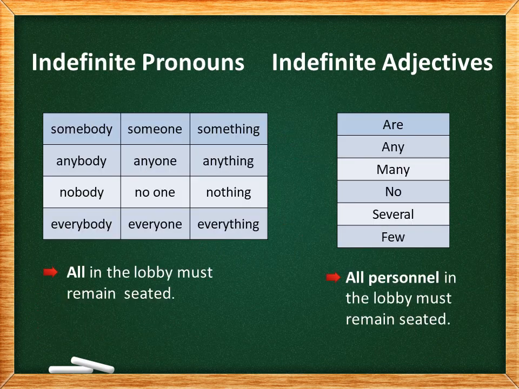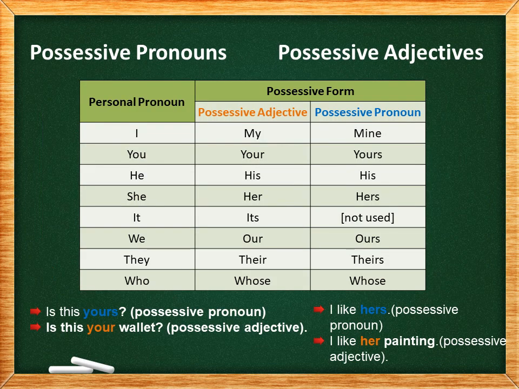Therefore, it's an adjective. When a word like all, any, anyone is used as an adjective, it is known as an indefinite adjective. For example, all in the lobby must remain seated. This is an indefinite pronoun. All personnel in the lobby must remain seated. This is an indefinite adjective. It modifies personnel.